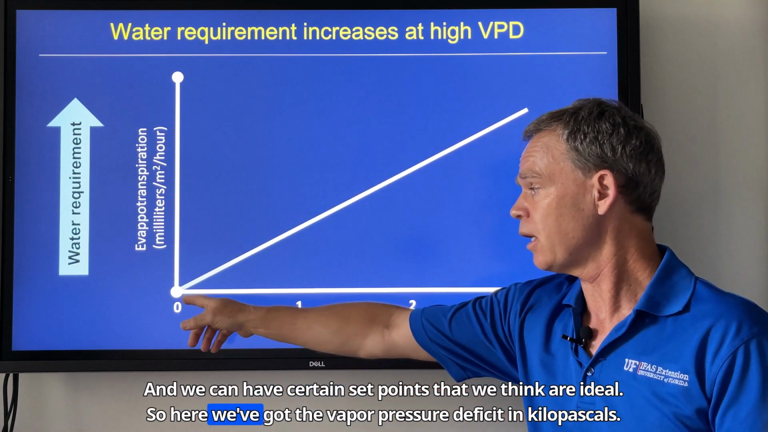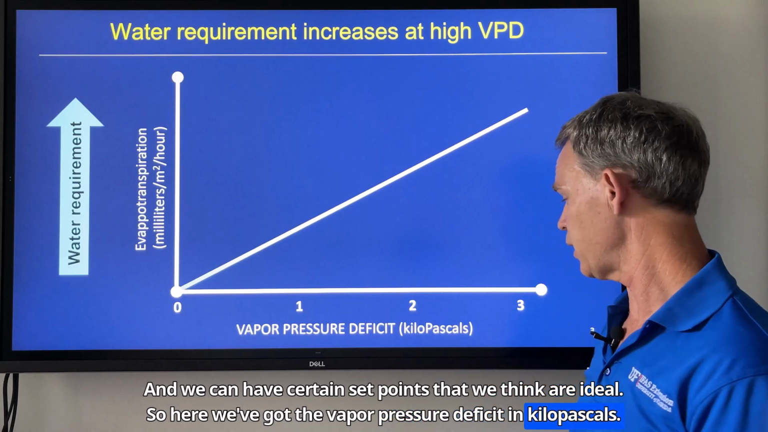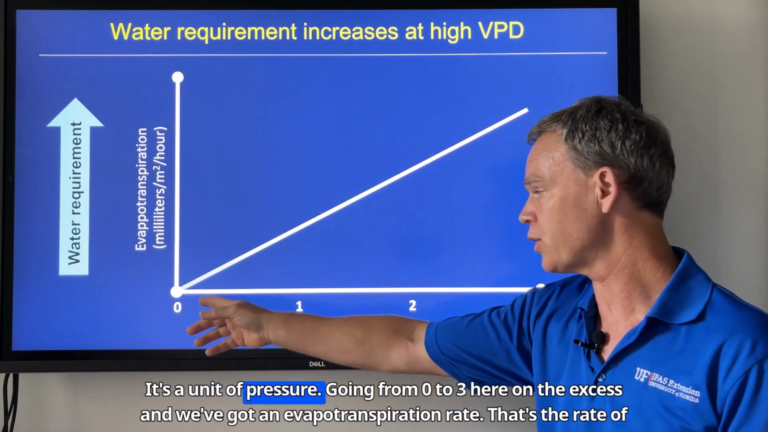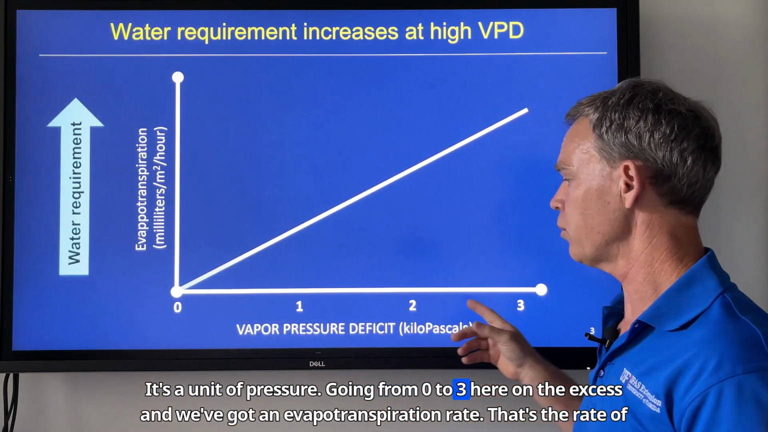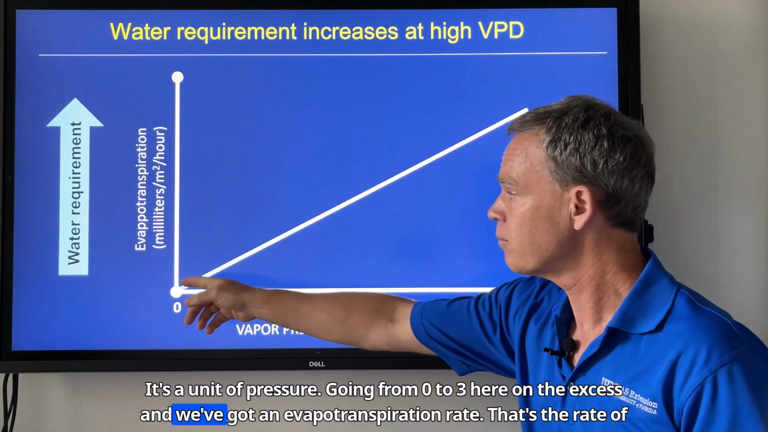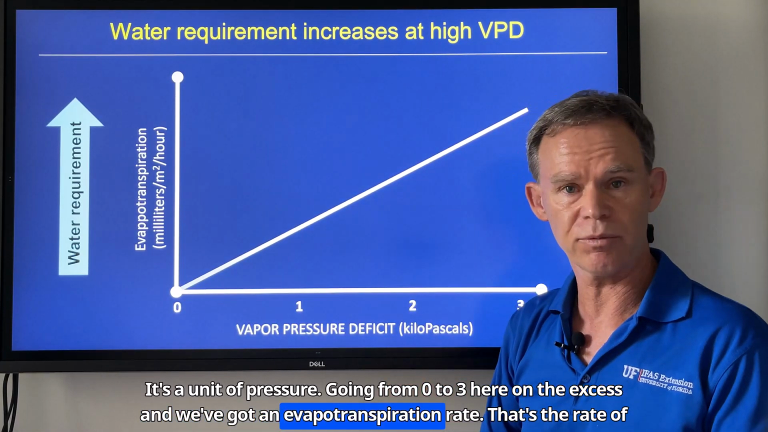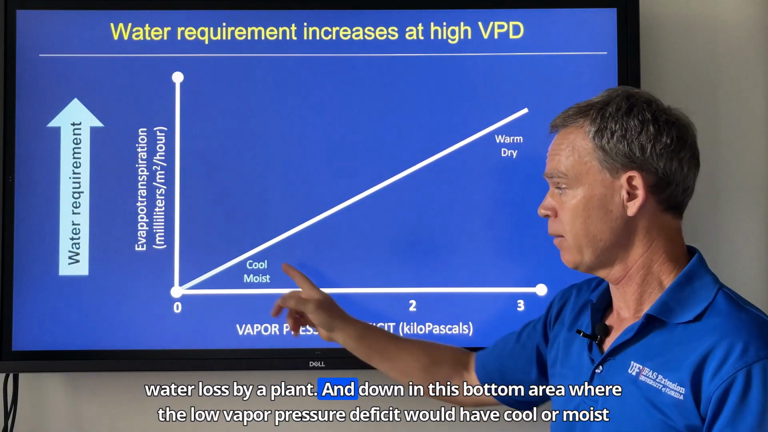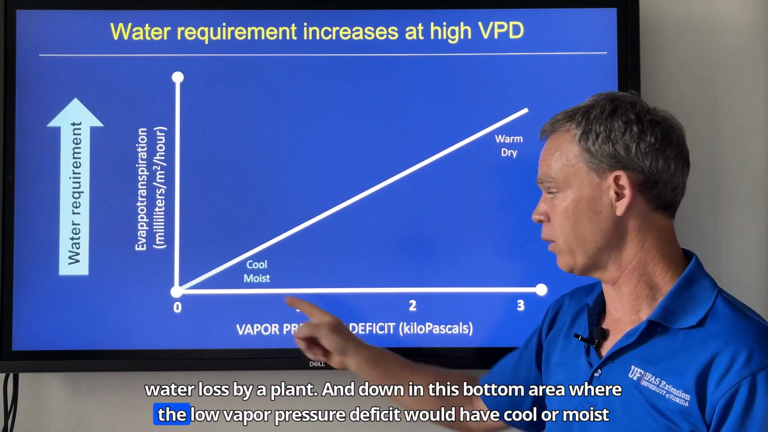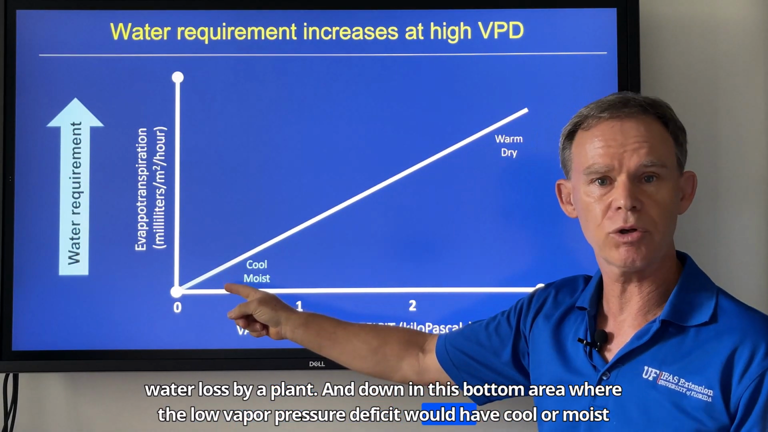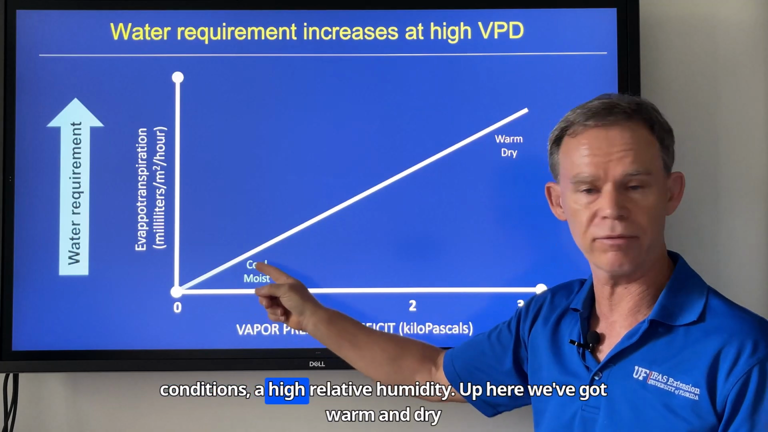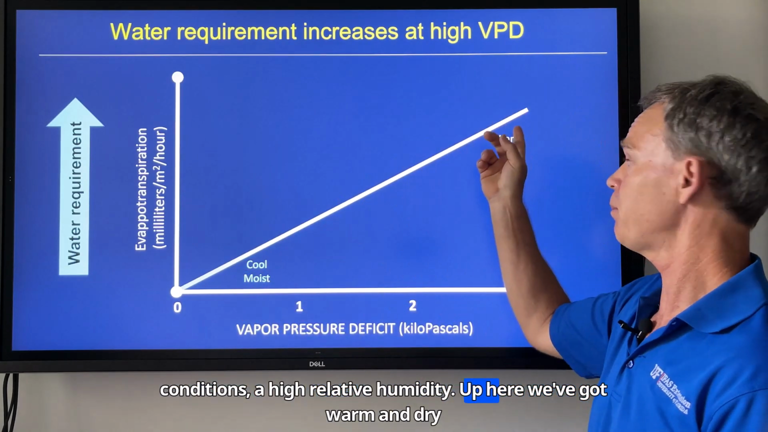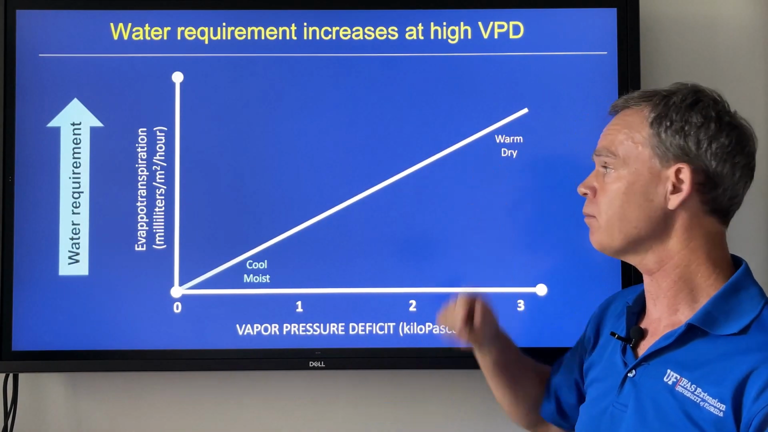So here we've got the vapor pressure deficit in kilopascals. That's a unit of pressure going from 0 to 3 here on the axis. And we've got an evapotranspiration rate. That's the rate of water loss by a plant. Down in this bottom area with a low vapor pressure deficit, we'd have cool or moist conditions, a lot of high relative humidity. Up here we've got warm and dry air.